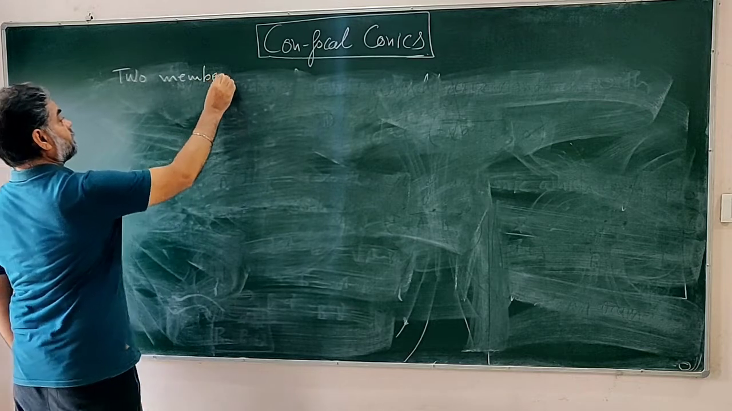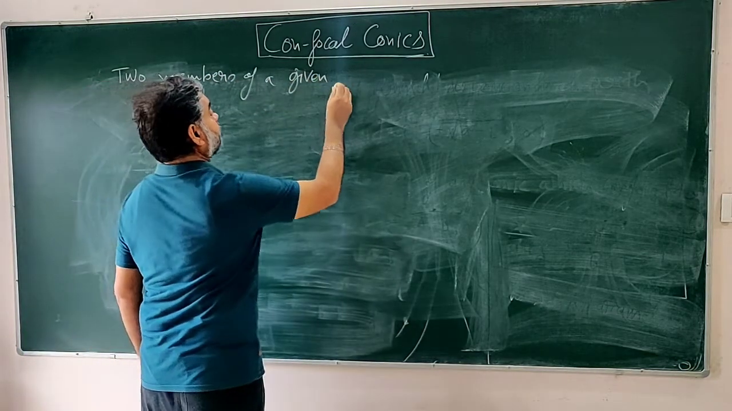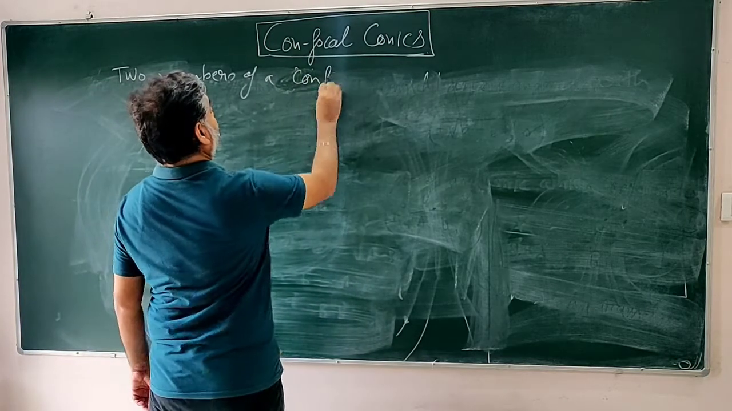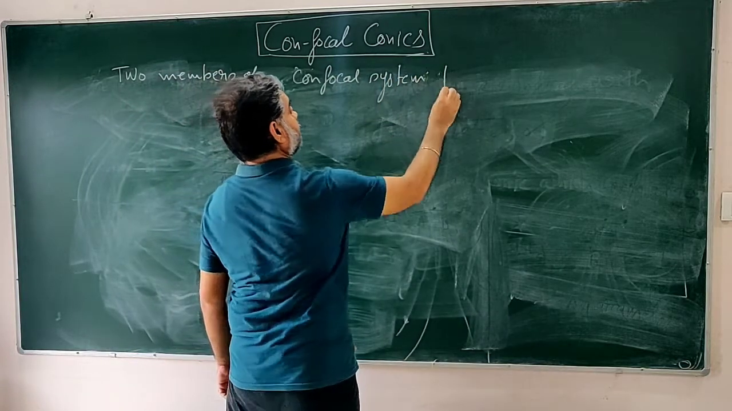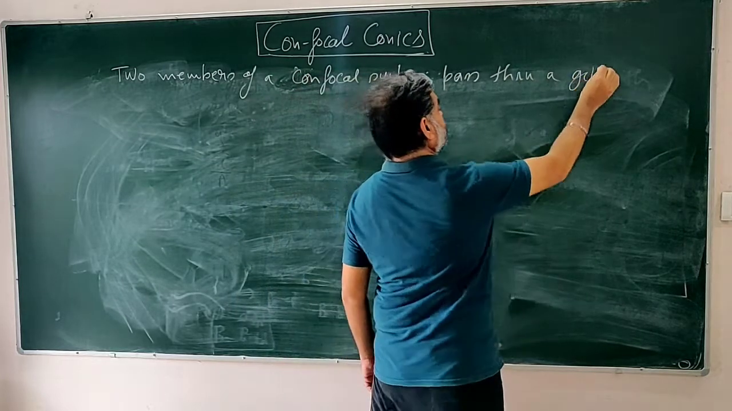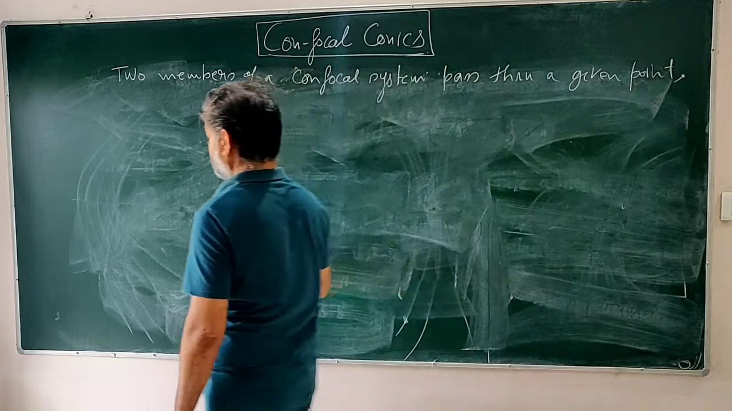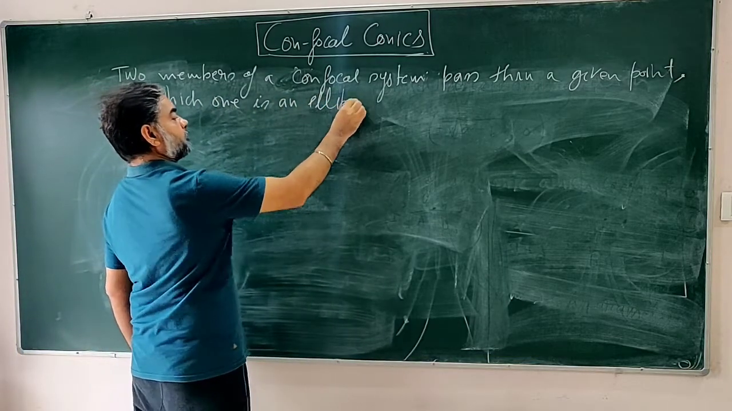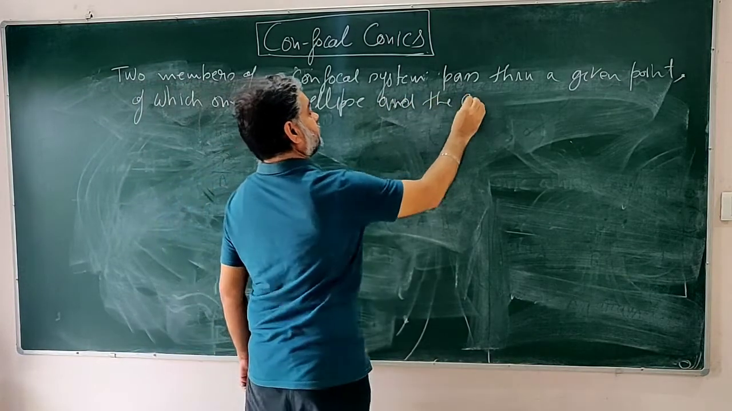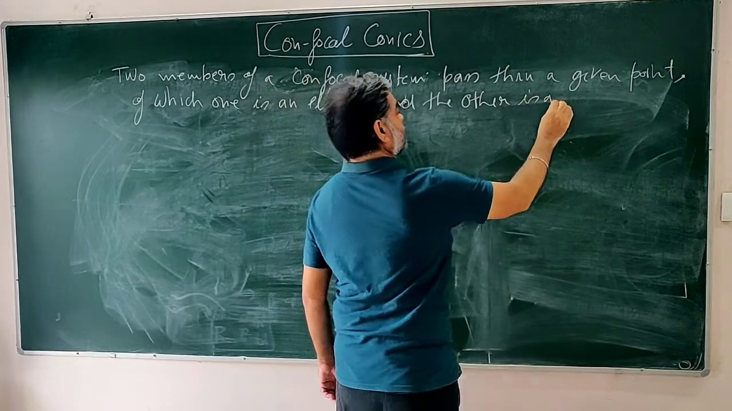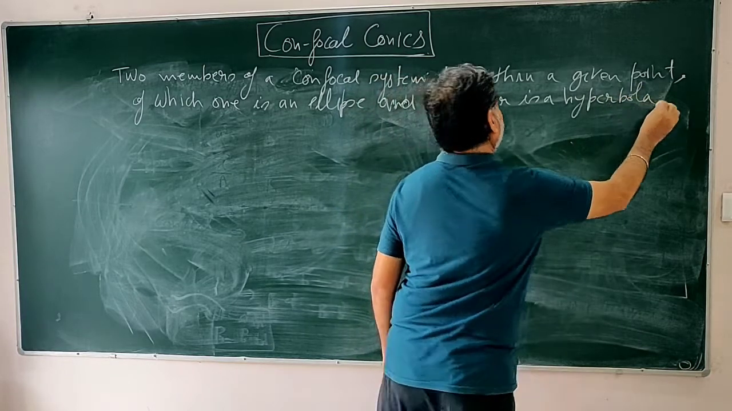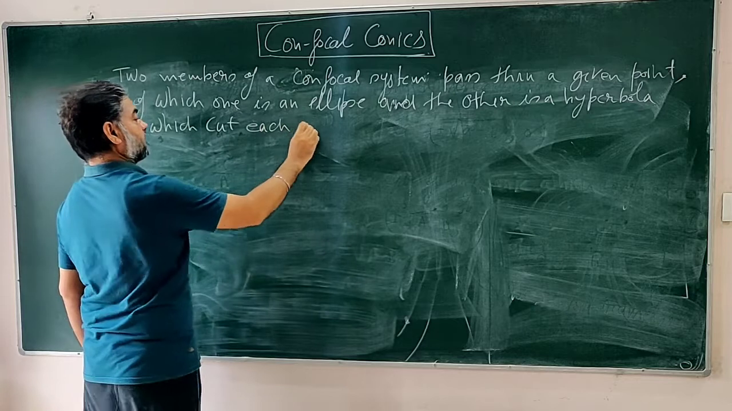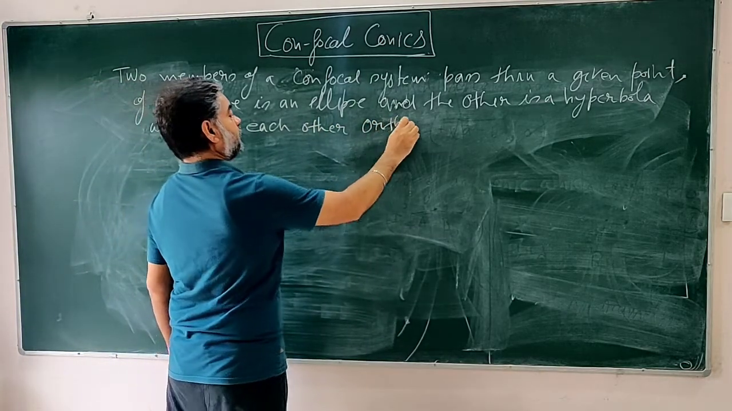Two members of a given confocal system pass through a given point, of which one is an ellipse and the other is a hyperbola, and which cut each other orthogonally.